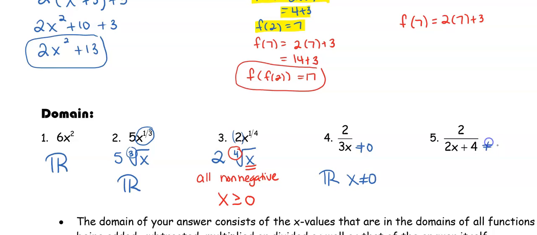Same thing for number 5. The whole bottom itself can't be equal to 0. So I want to find out what number would make it 0. In case you don't know how, or if you don't just see it off the top of your head, you can solve your equation. And you see that when x is negative 2, 2 times a negative 2 would make this a negative 4. Negative 4 plus 4 would be 0. So this would be all real numbers except x cannot be equal to a negative 2.